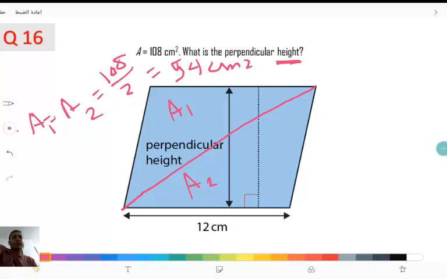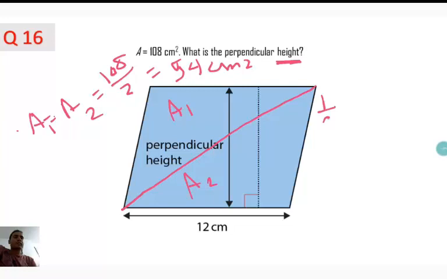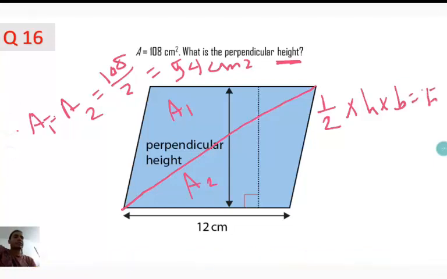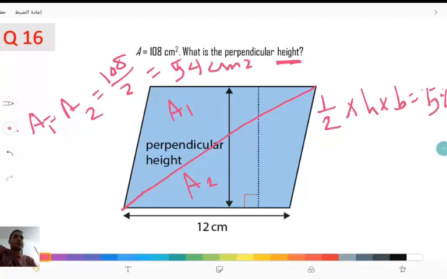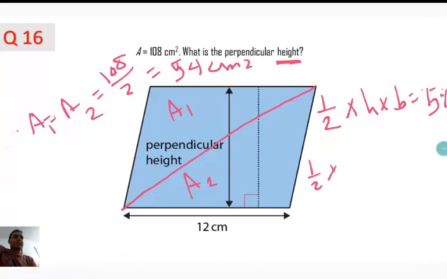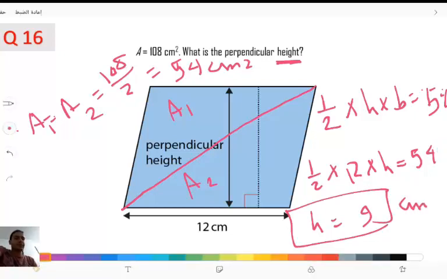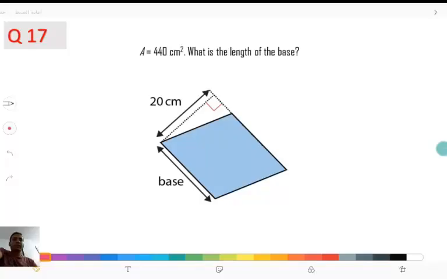As we know, the area of any triangle equals half times height times base, which is 54. So half times the base, which is 12, times the height, which is needed, equals 54. That means the height finally equals 9 centimeters. That's it.